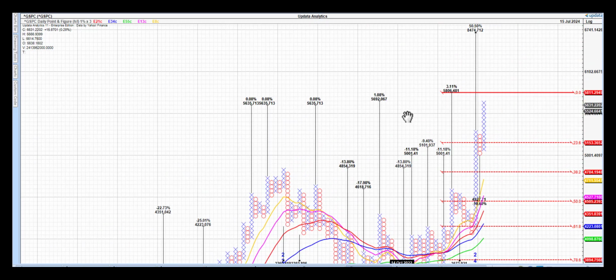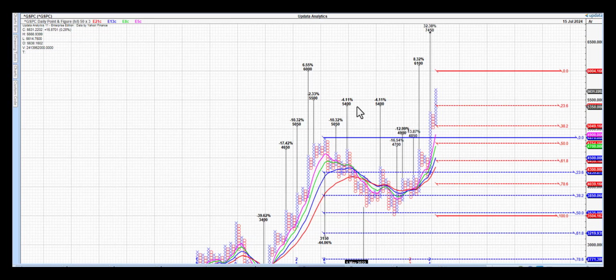So from these two point and figure chart targets, we can see we're looking for a target range between 5,800 and 6,000, depending on if you're using the logarithmic scale point and figure or the normal one. So these are the upside targets. We're looking at 5,800 to 6,000 on a point and figure chart basis.